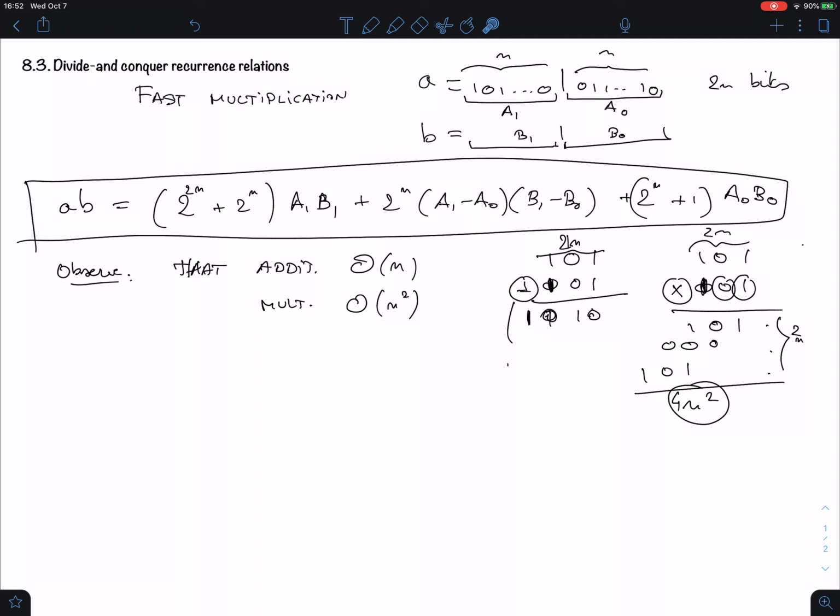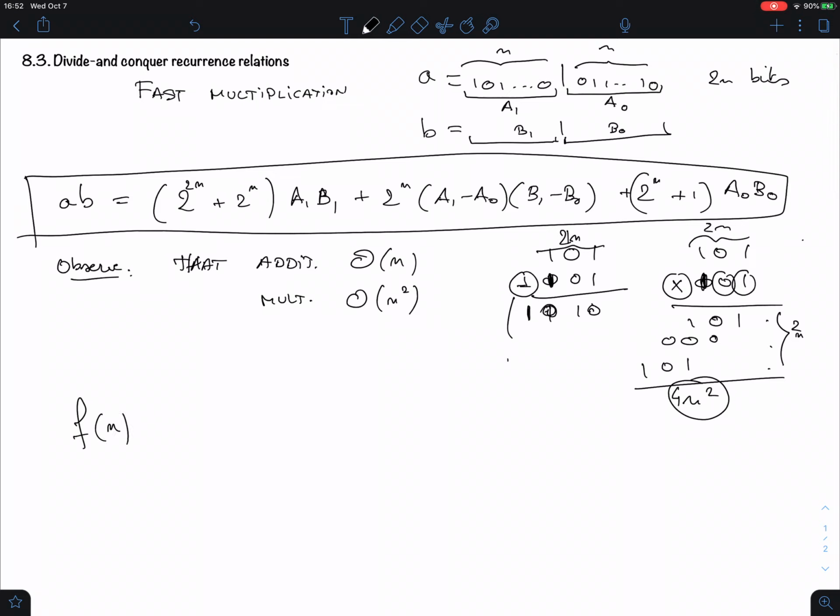We have it here, we have it here, and we have it here. So 3 times. So let's look at the complexity of this algorithm, the number of steps of 2n. If I start with 2n, it's easier to write it that way. Then I'm making it into a problem, I'm dividing into a problem of half the size.